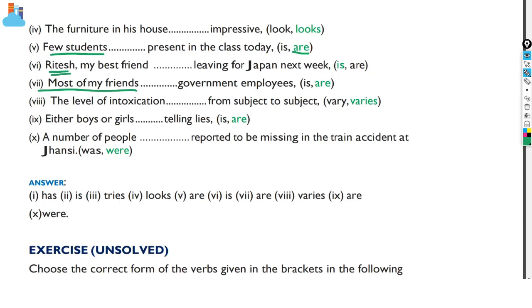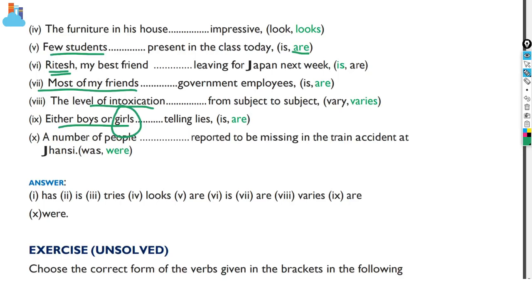The level of intoxication varies from subject to subject. The level of intoxication is singular, third person, referring to a single concept, therefore it will be varies. The sentence is in the present simple. Either boys or girls: here there is the use of either or, so what will we have to look at? We will have to look at the last noun. The last noun is plural, and therefore the plural verb will come. Either boys or girls are telling lies.